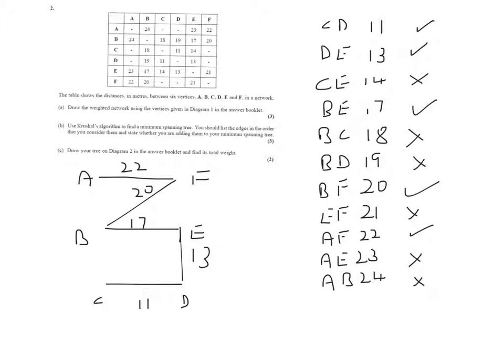Now a tree is a connected graph with no cycles. It's connected because all the vertices are connected to each other. So I've got A, B, C, D, E, F, they're all connected in some way. And there's no cycles, there's no circuits. That's what a tree is. Now a spanning tree is a subgraph which includes all the vertices of G and is also a tree, and will include all the vertices. So this is the question completed.